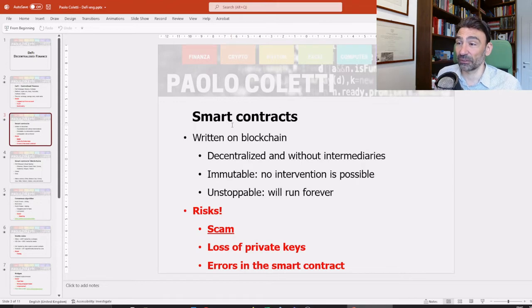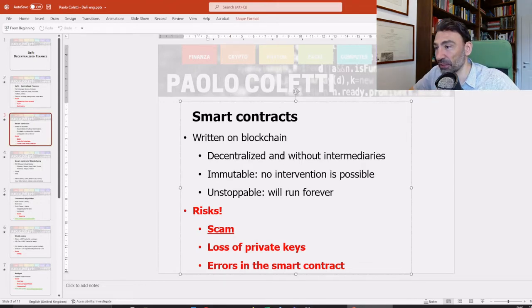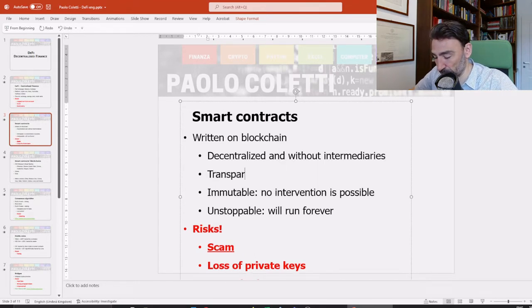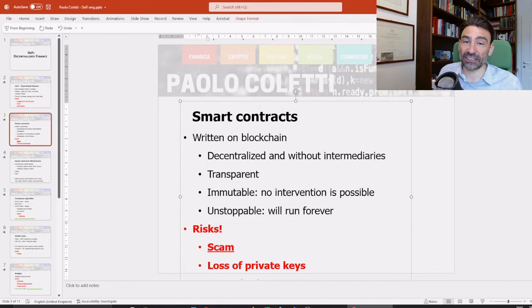I didn't write it here, perhaps it's a good idea to write it here. Transparent, immutable. Okay, let's put it here. Transparent. Okay, you see exactly their entire activity, which is something that you don't see for centralized finance. They are immutable, so there is not somebody who moves your money around.